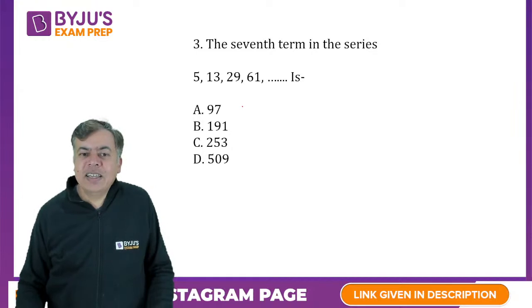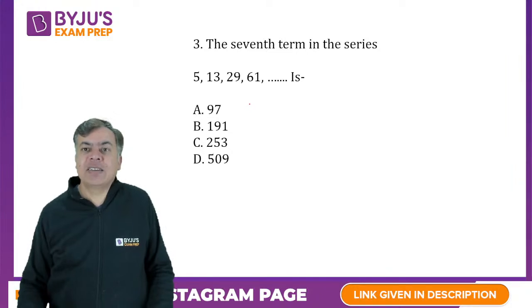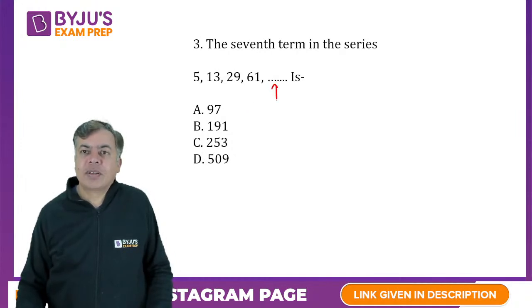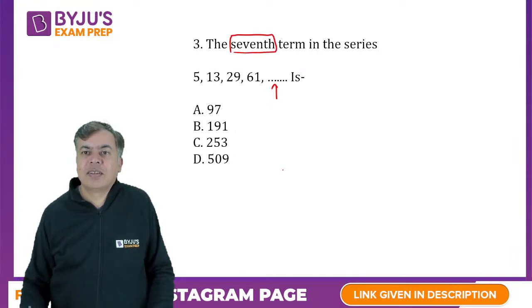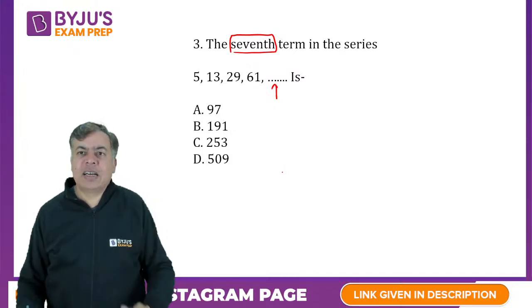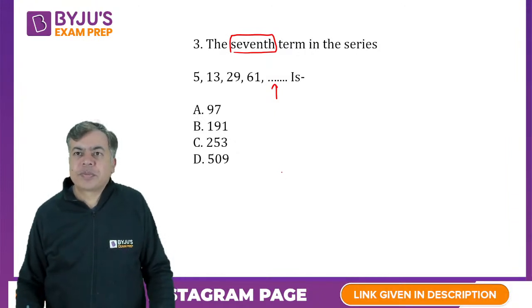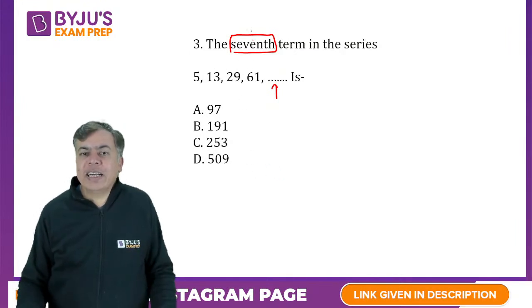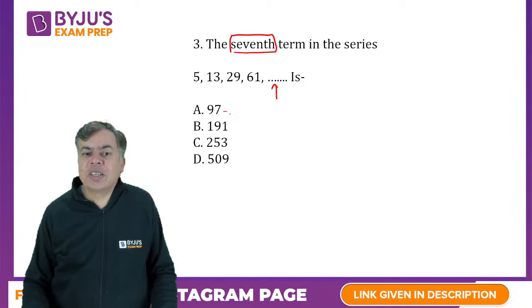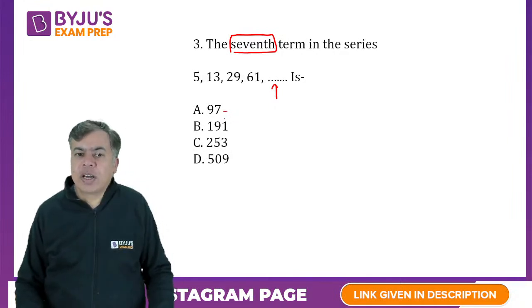Okay, just see that here most of the people will make a mistake. Like I think Jaya has made a mistake, right? That mistake is that generally people will answer the next term, right? But they have asked the seventh term. Right? Okay, so here it is the seventh term, but people answer this because maybe this is the next term.